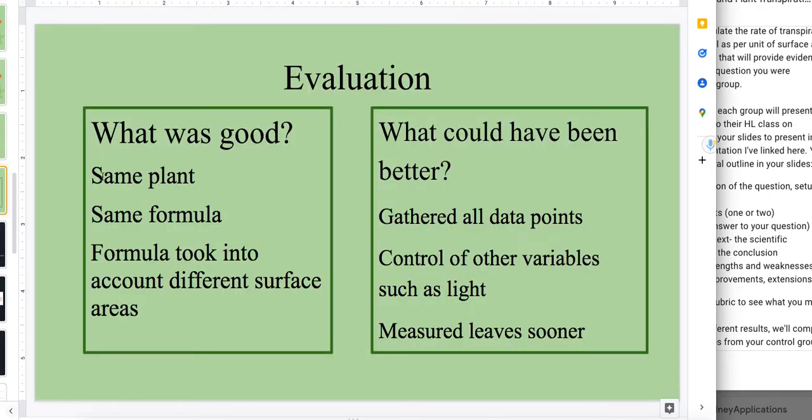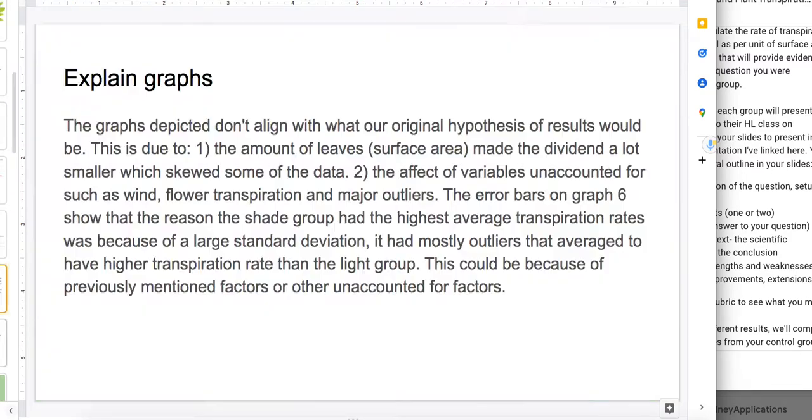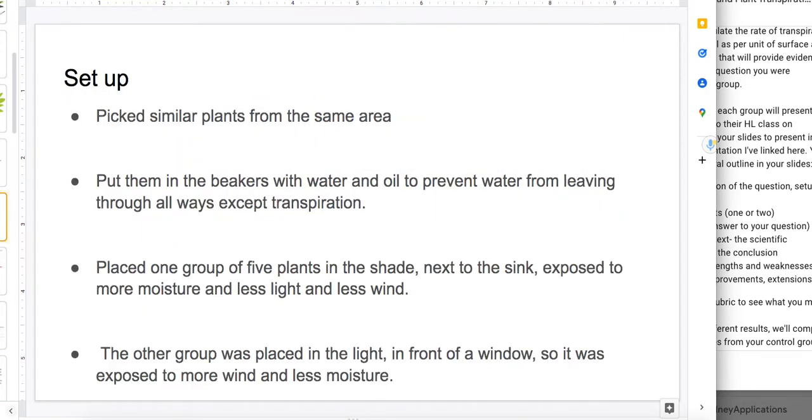So let's look here, right? So these talked about controlling, that's a good strength. Accounting for the different surface areas. So even though you couldn't control for it, factoring that in so that you could actually compare the different plants. That's a really good strength. Let's look for, and I might be missing some things here, did these guys have strengths? So I think they started with improvements, and then I want to see, I think there were some up here.